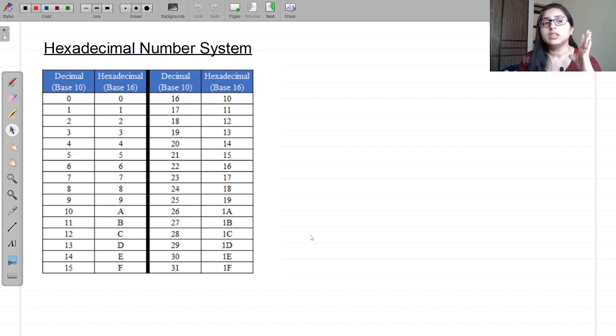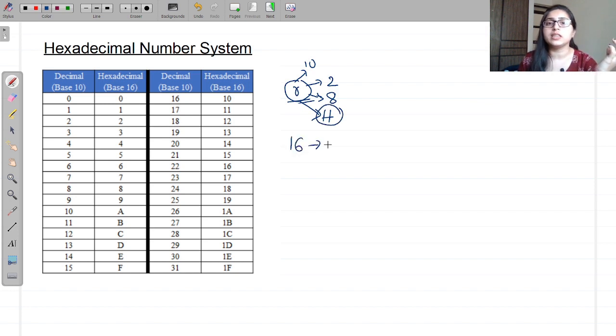Okay, now let us start with the basics of the hexadecimal number system. For any number system, the base is R. For decimal the base will be 10, for binary it will be 2, for octal it will be 8. For the hexadecimal number system, R is considered as H. Hexadecimal means it is base 16.